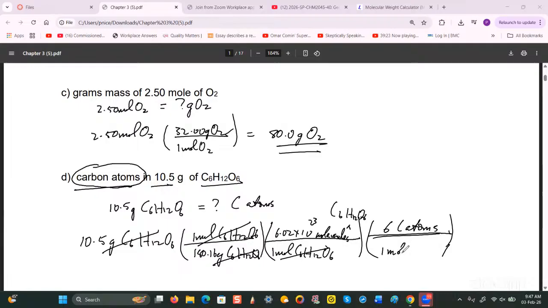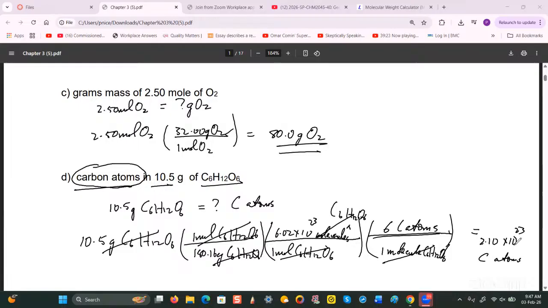Oh, okay, I understand. See what I'm saying? Yep, there's 6 in every one. Exactly. So that this will go with that, right? And then we do the number crunching. 10.5 divided by 180.15 times 6.02 times 10 to the 23 times 6. And according to my calculation, rounded off to 3 sig figs, I got 2.10 times 10 to the 23 C atoms. So that's basically how that is done.